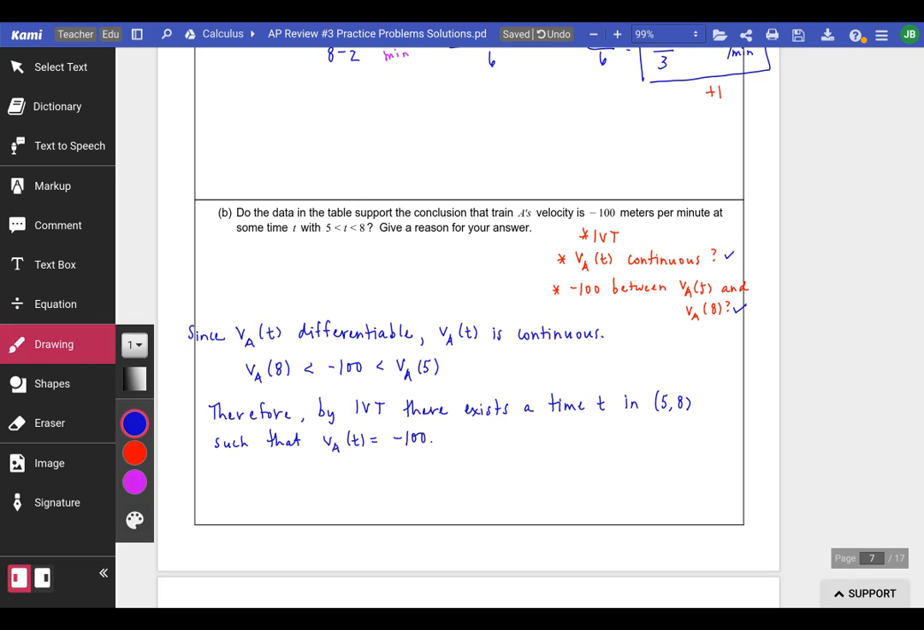In this problem, they gave, I believe, 1 point here for the conditions, and then 1 point for the conclusion. And again, you have to state that that's by the IVT.